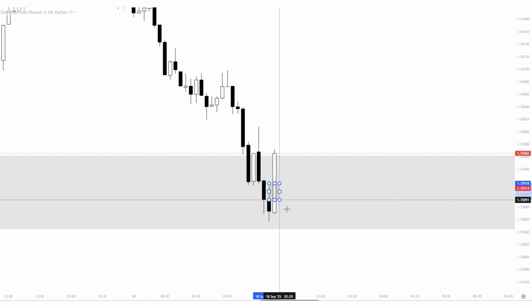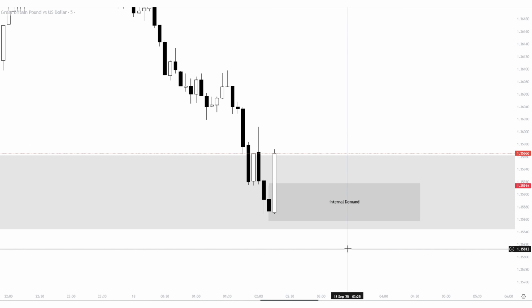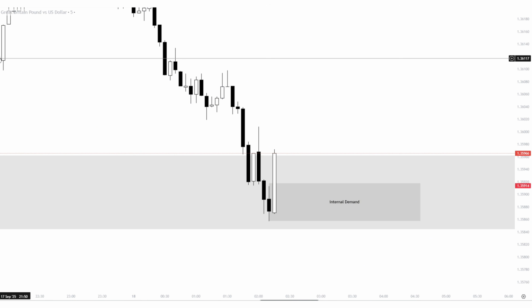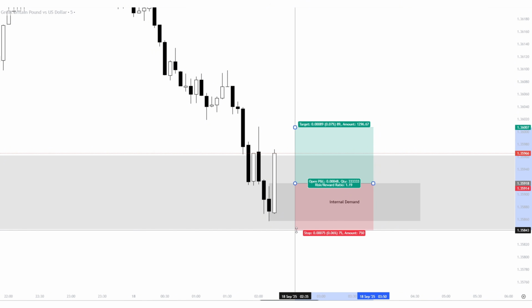We validate a low time frame demand zone inside the high time frame demand. And the demand is the last bearish candle before the upside impulse, being this candle, with wicks included. And it's from here where we can now look for a buy-long setup, on the top of this internal demand.